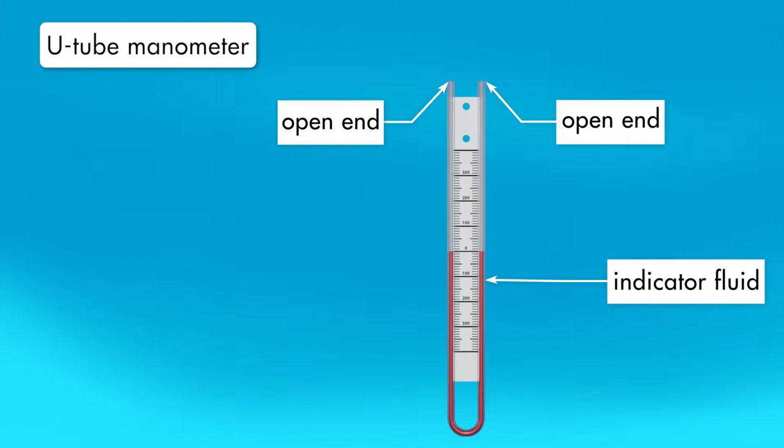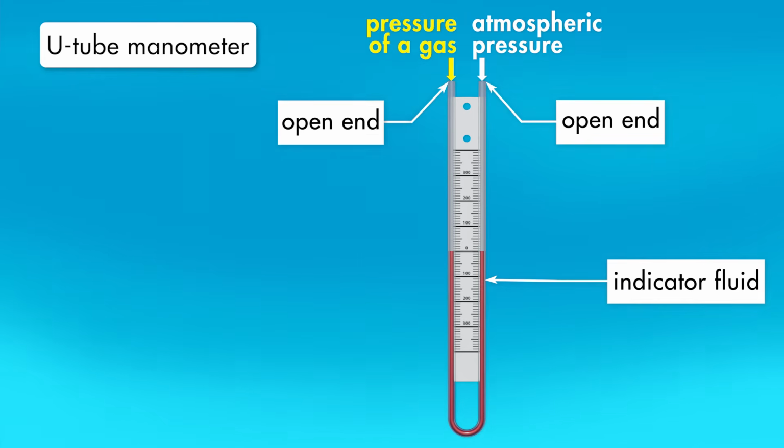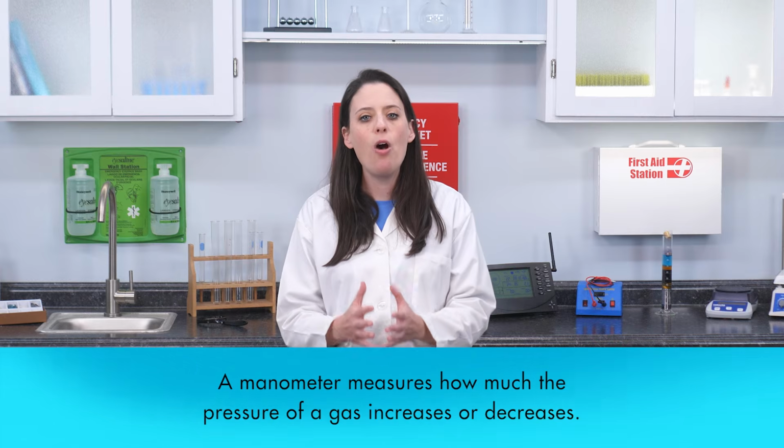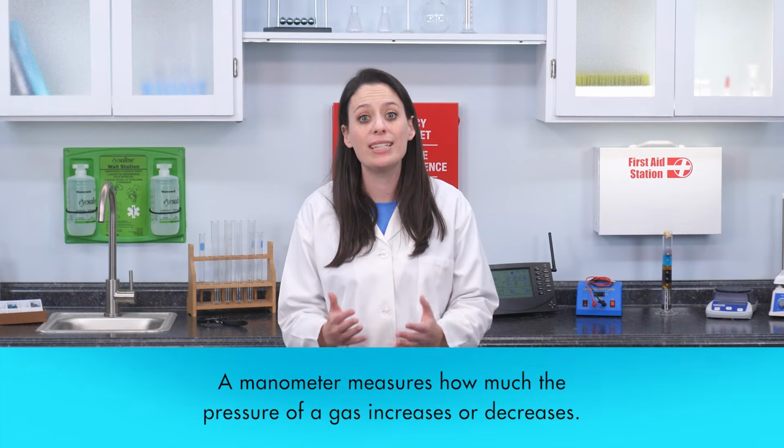When the ends of the tube are open, atmospheric pressure presses down equally on the indicator fluid in both sides of the tube. If a gas under pressure is connected to the left side of the manometer tube, the manometer can detect changes in the pressure of the gas. The manometer measures a change in pressure with a scale attached to the tube of the manometer. What do we mean when we say the manometer measures a change in pressure? Instead of measuring the actual pressure, a manometer measures how much the pressure of a gas increases or decreases.